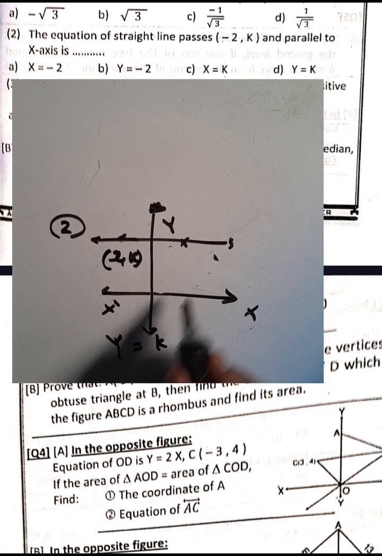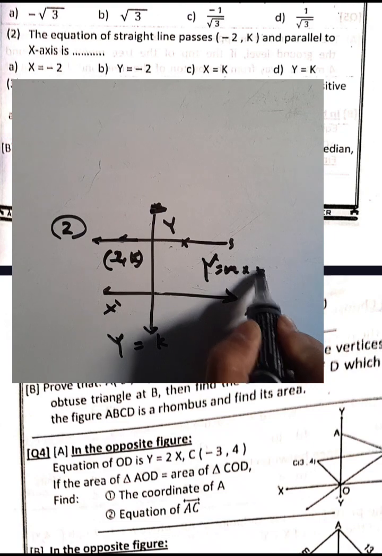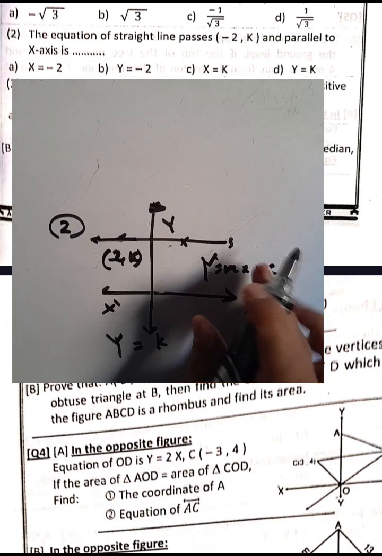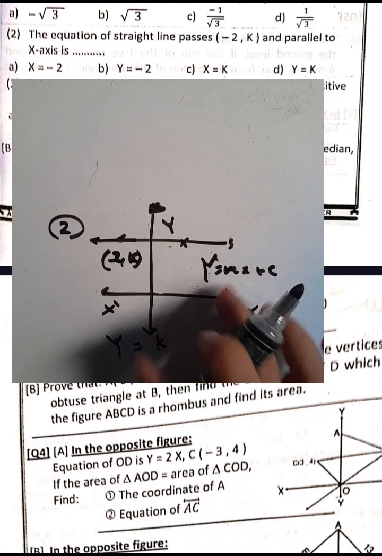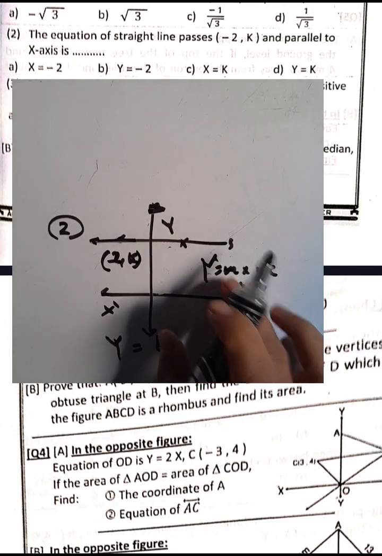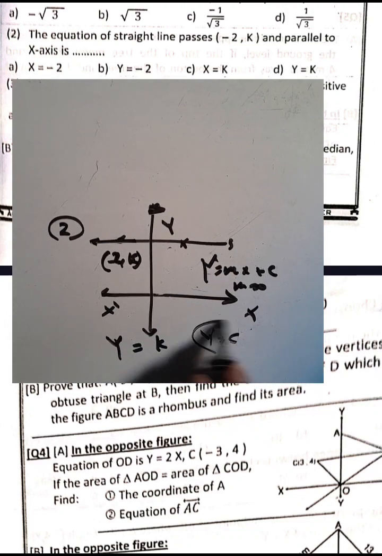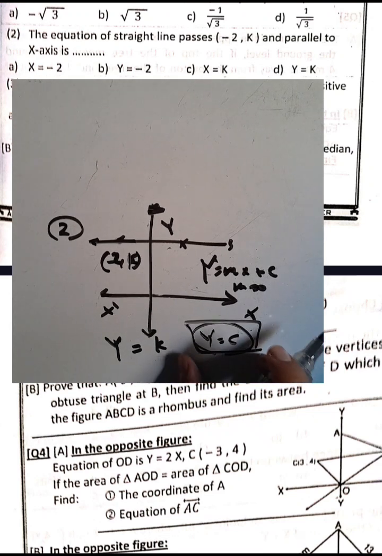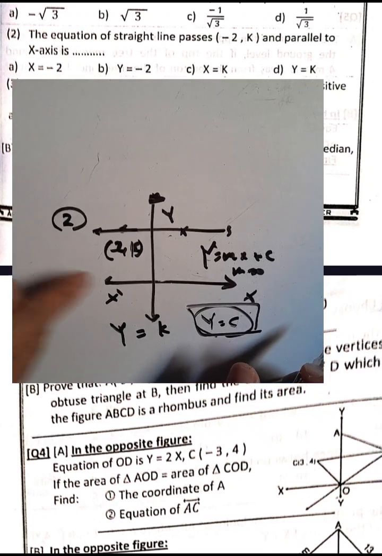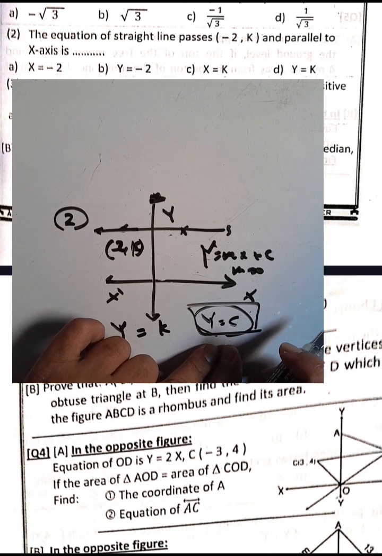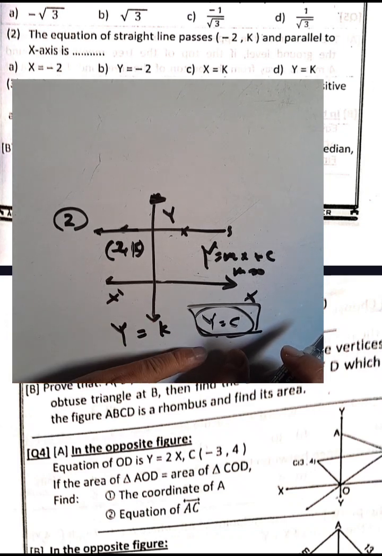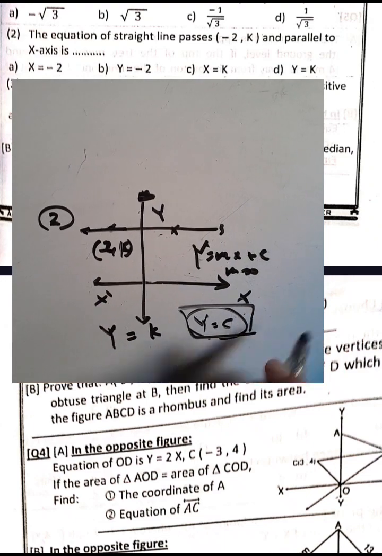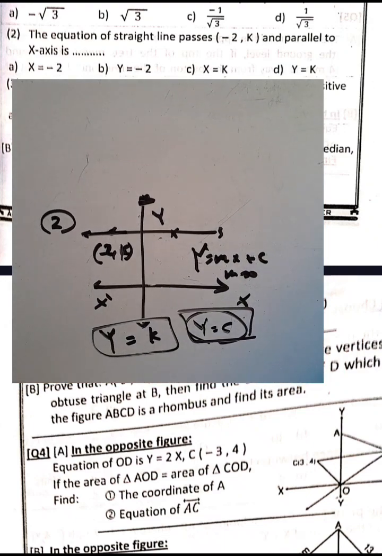If we write the equation y equals mx plus a constant, we find the constant by cancelling m, because m, which is the slope, equals 0. Then y equals the constant. Put the point (-2, k) in this equation, because this point satisfies it. Put y equal to k, then k equals the constant, so the equation will be y equals k. Choose letter D.